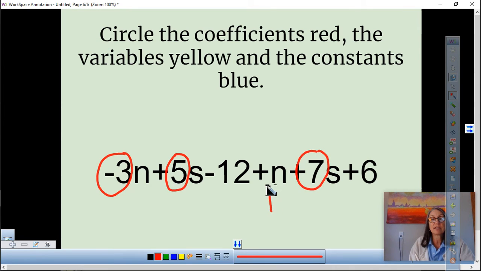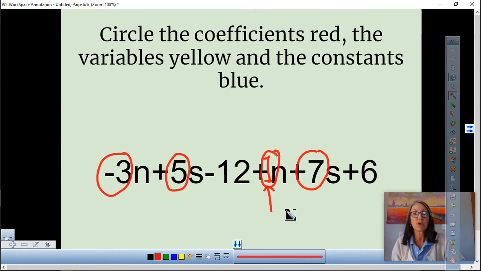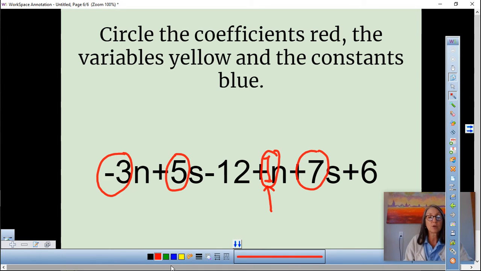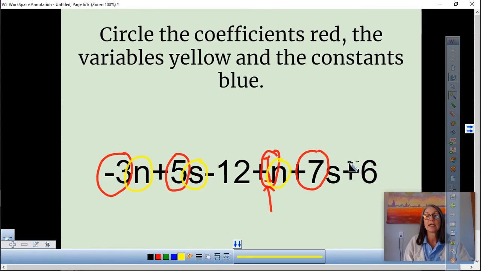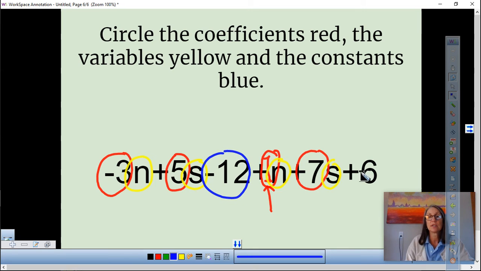And then, believe it or not, there is a coefficient here in front of the n. We don't write it because it's a 1. We need to understand that if there is no coefficient, we understand that coefficient to be 1. Now let's go with yellow for the variables. We've got n and s and n and s. And finally, let's look at the constants. I've got a negative 12 and a positive 6.